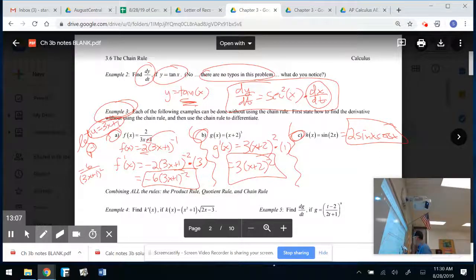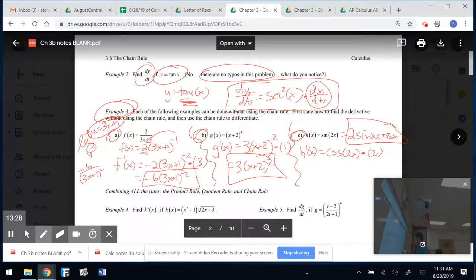Okay, h prime of x is equal to, what's the outside? Well, the inside will be the parentheses. Remember, that usually is a good indicator. So the inside is 2x. The outside would be sine, and the derivative of sine is cosine. Don't you dare touch the inside. Times the derivative of the inside, and the derivative of 2x is 2.